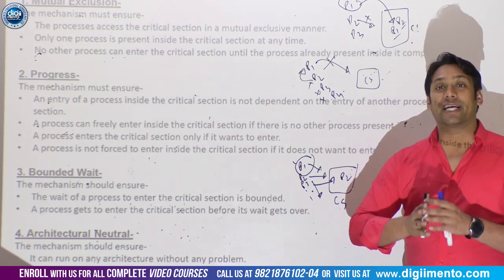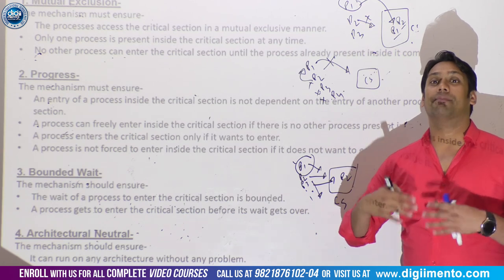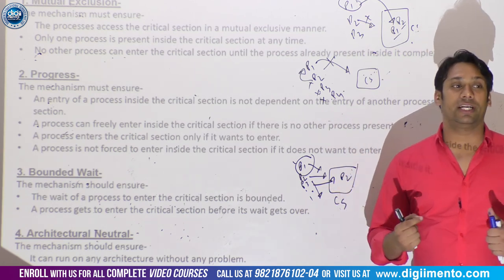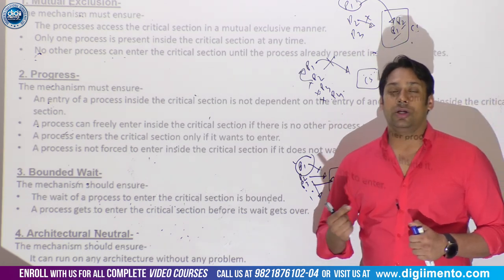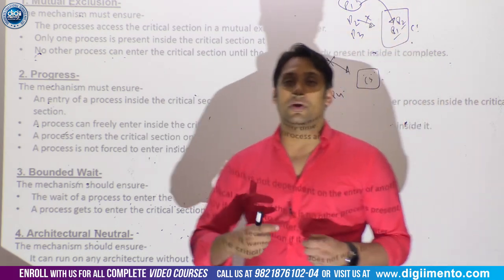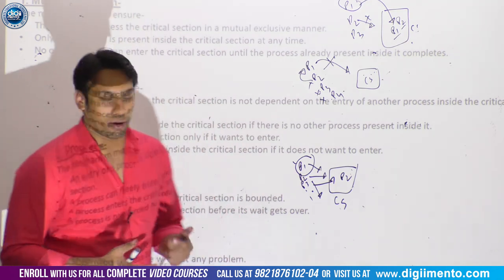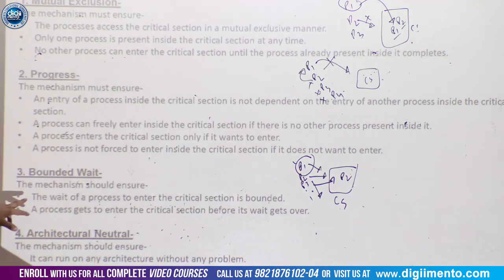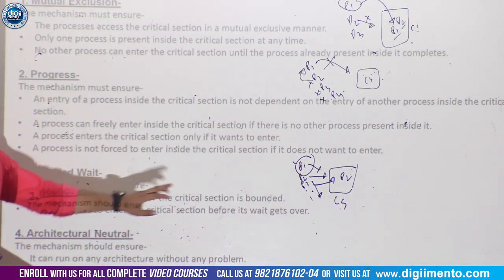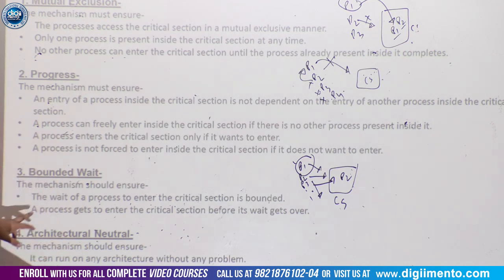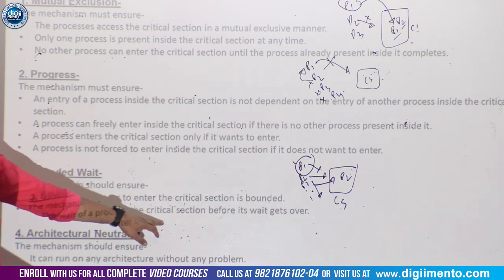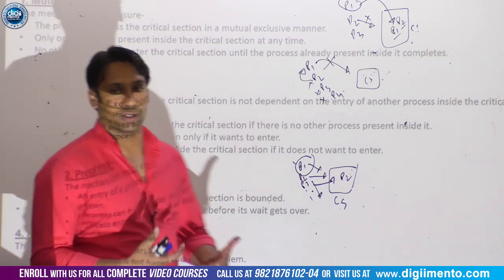Kisi bhi process ko maximum kitna wait karna hai, uske upar ek bound hona chahiye. Bounded waiting means there should be a bound on how much a process has to wait to enter inside the critical section. That is called as bounded waiting. Again, you can read, the wait of a process to enter the critical section is bounded. A process gets to enter the critical section before its wait gets over.